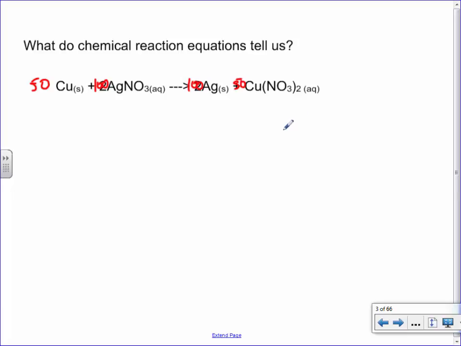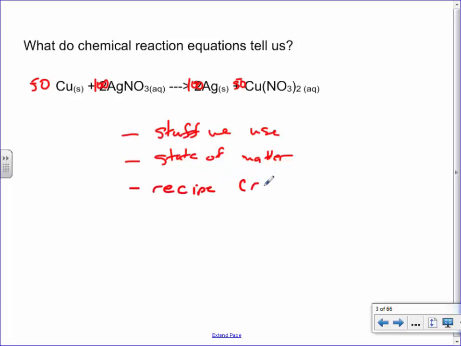So to answer my initial question, what does a balanced chemical equation tell us? It tells us the stuff we use. Stuff isn't the right chemical word, but we know what reactants and products to use. We get to know the state of matter, and we get to know the recipe in terms of the ratios. That's not a whole lot though.